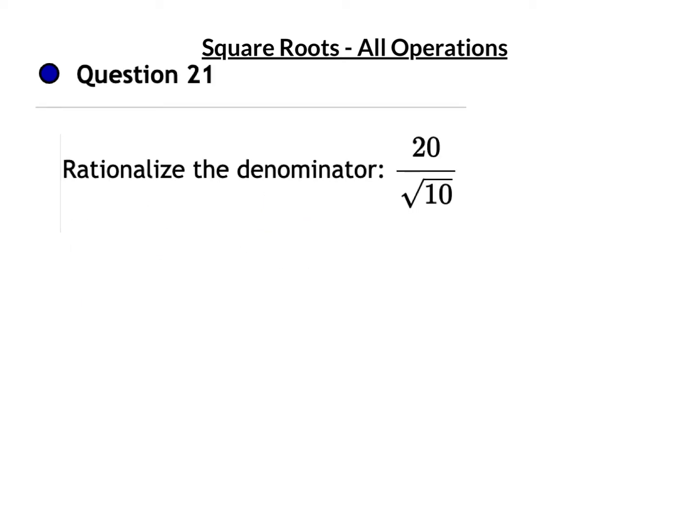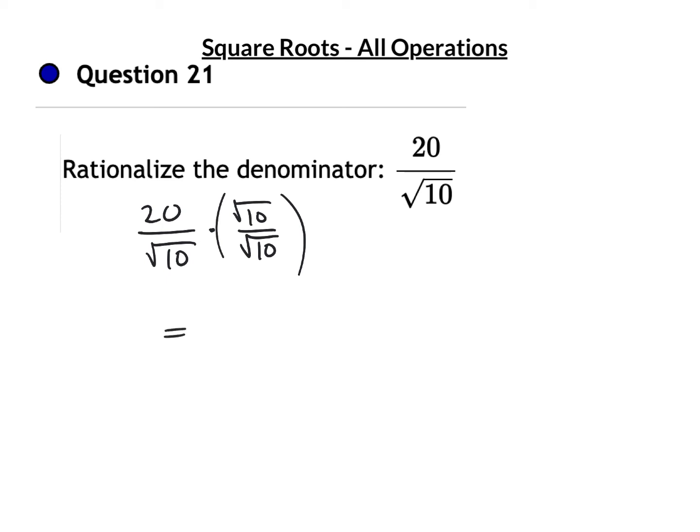Question 21. When we write an answer in simplest radical form, we usually don't leave square roots in the denominator. What we do is we create a perfect square. Take the root in the denominator and make a 1 with it. Root 10 over root 10 is 1. And when I multiply anything by 1, the value doesn't change. 1 times 10 is 10. It's still 10. Multiplying this by 1, it'll still be the same fraction.